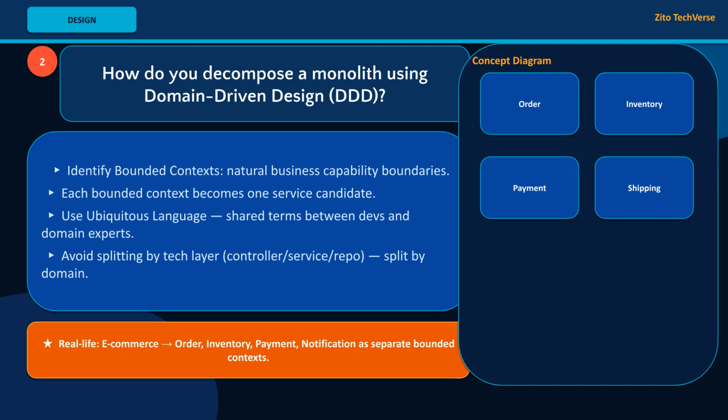How do you decompose a monolith? Domain-driven design is the key. By identifying bounded contexts, you can define natural business capability boundaries. Each of these contexts becomes a service candidate. Focus on ubiquitous language, and always split by domain, not by technical layers like controller or repository.